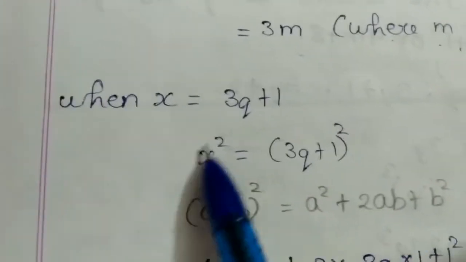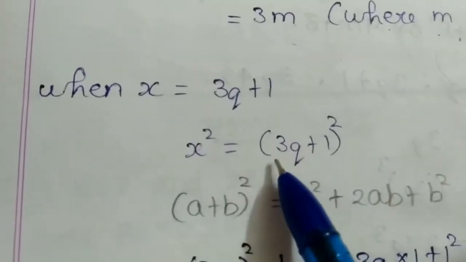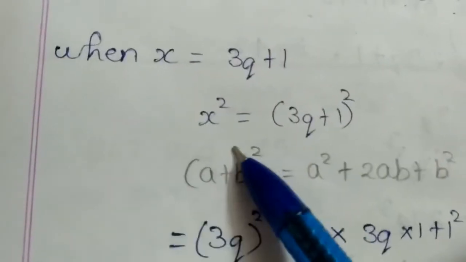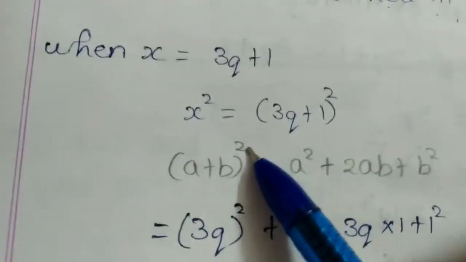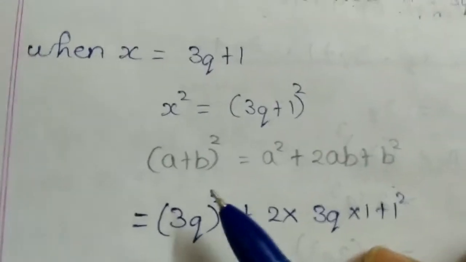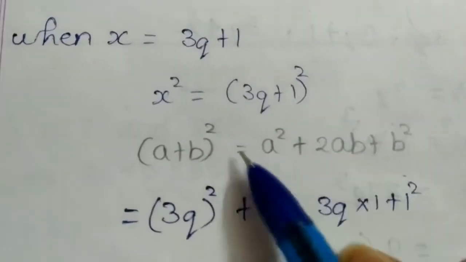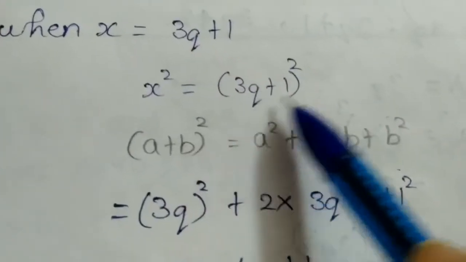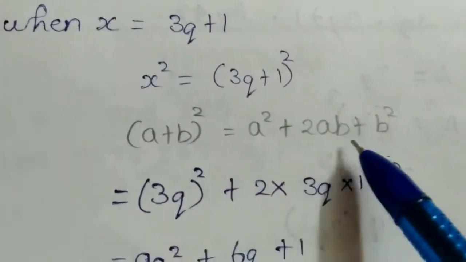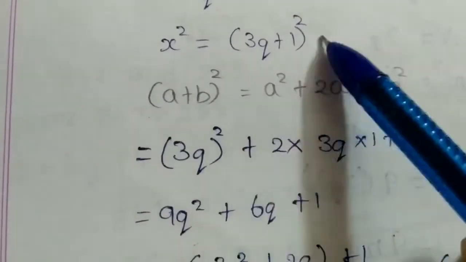See, where x is equal to 3q plus 1, we need to square both sides. x square and 3q plus 1 whole square. We could take a common factor outside, but here we will apply the formula, because 3q plus 1 has come. Since plus 1 came, we can use the a plus b whole square formula: a square plus 2ab plus b square. Here a is 3q, that is 3q whole square.